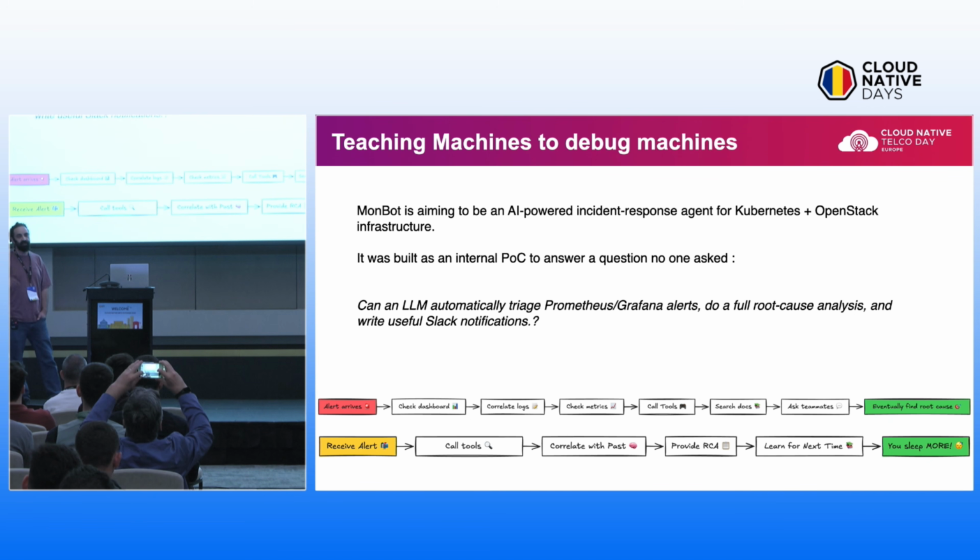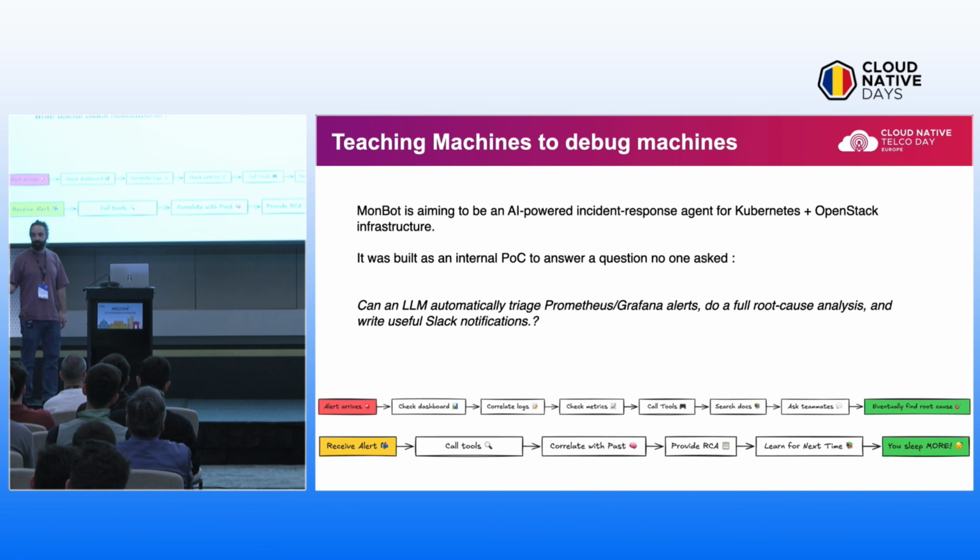Of course, adding things on top of it with time, like a bare metal MCP and so on. It was built to help operational people automatically triage some of those Prometheus or Grafana alerts and do a full root cause analysis for it. What you usually had before is you got an alert, you check the dashboard, you correlate some logs, check the metrics, do some kubectl, OpenStack commands and so on, look into the docs, ask that one teammate who you know worked on this previously, and then eventually maybe find the root cause.